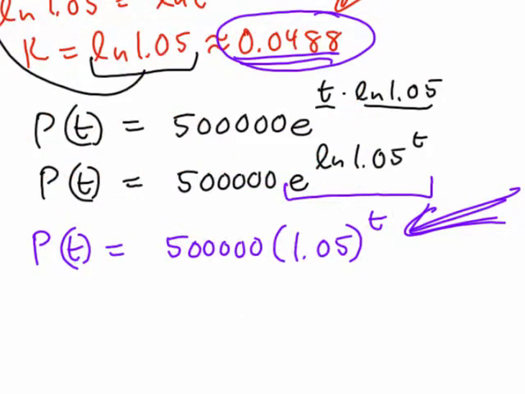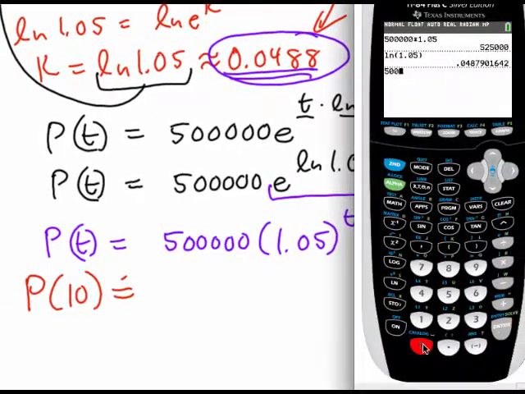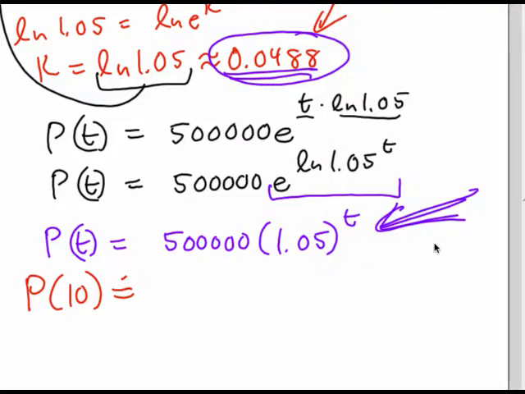If you then wanted to make predictions about the future or investigate what's going to happen later, you could plug in, for example, if we wanted to know the population after 10 years. Okay, we're going to round this off because it's going to be some decimal. We have 500,000 times 1.05 to the exponent 10. We get about 814,447 people.